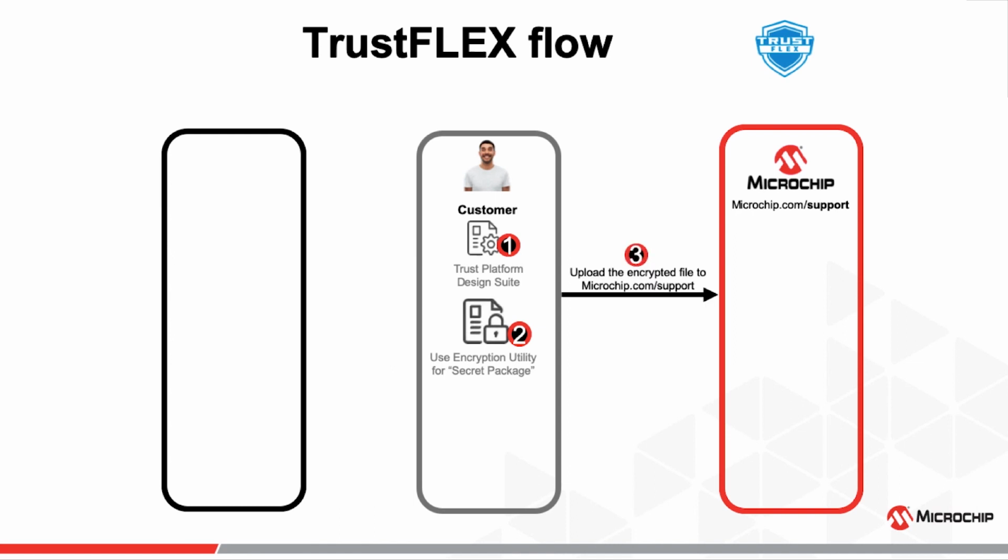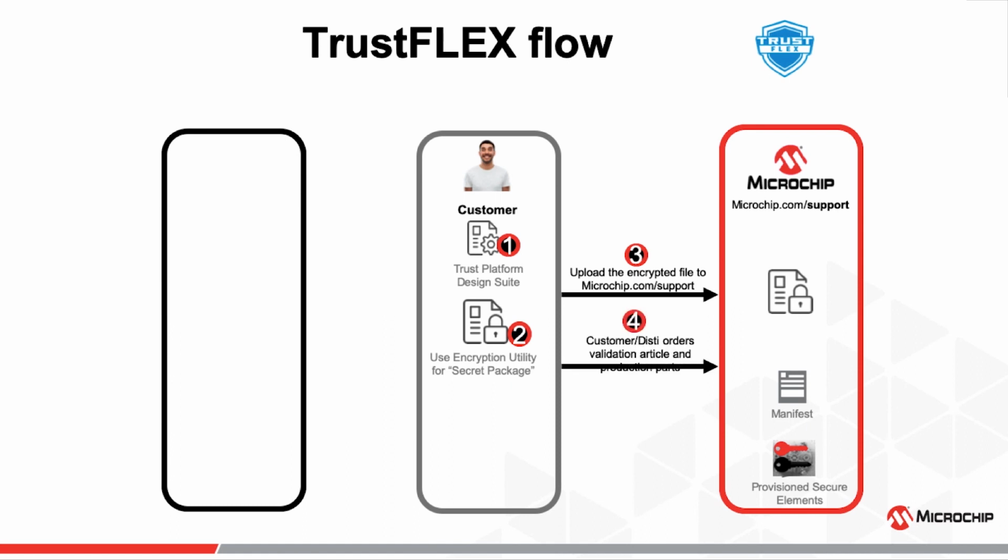What you're going to do, you're really going to go to microchip.com/support and open a ticket. In that ticket, you're going to say, hey, I want my TrustFLEX part to be provisioned, and you're going to upload that encrypted file in your support ticket on microchip.com/support. What we do, we create a manifest that reflects the provisioned secure elements. Distributors are equipped and enabled to use that flow.